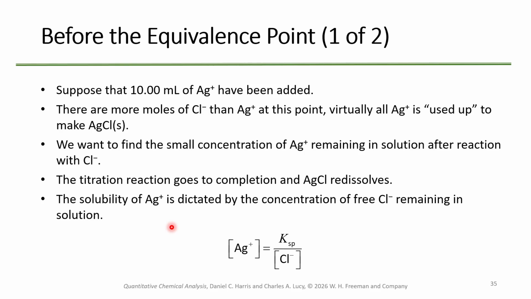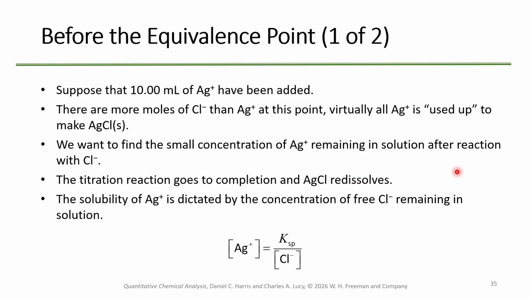Okay, so if you've added 10 milliliters of that silver at this point, what are we actually looking at? Well, we're looking at before equivalence point, aren't we? We haven't added 25 yet, have we? And so what are we going to see? Well, this silver is going to use up chloride, right? We'll produce silver chloride, and we'll use up some of the chloride, but there'll still be some of that chloride that remains.